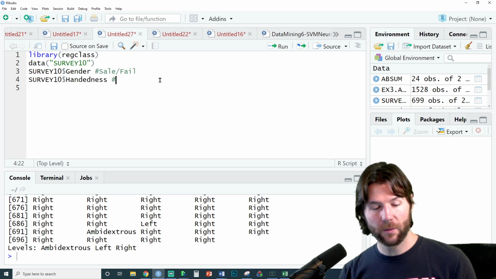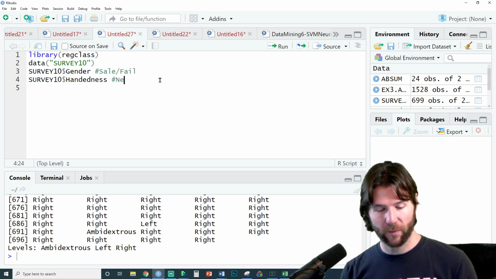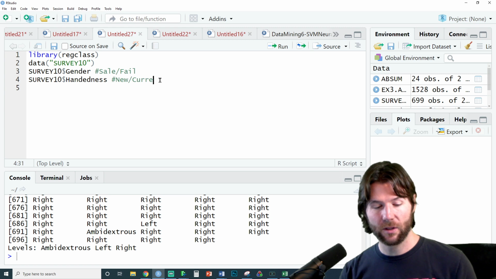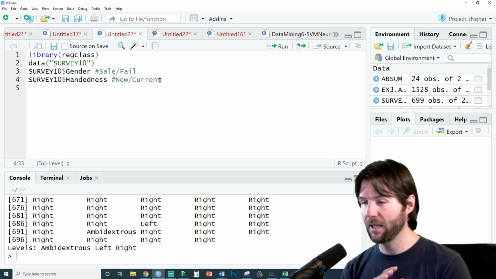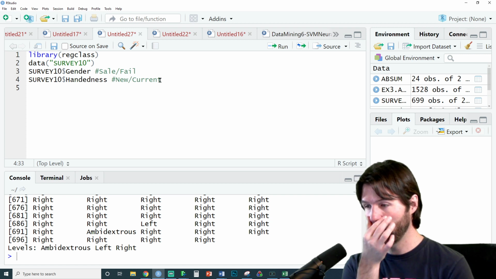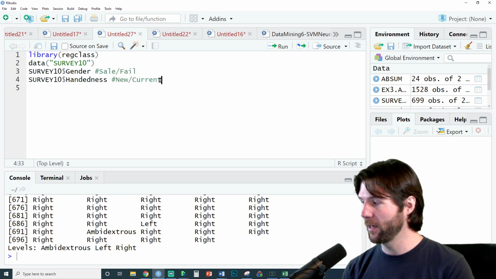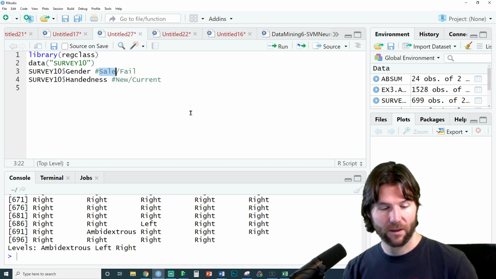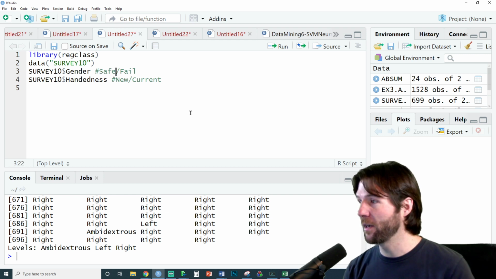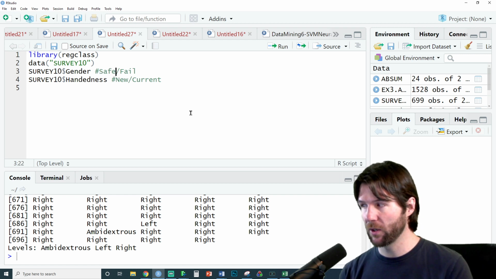But so we're going to go right here and we're going to use right and left-handed. So this is analogous to your new and current machines. Does that make sense? These are the analogous things you're doing. I've got a categorical variable and a categorical variable. One variable is categorical, like your success, safe and fail, and another variable is categorical, like your new and current machines.